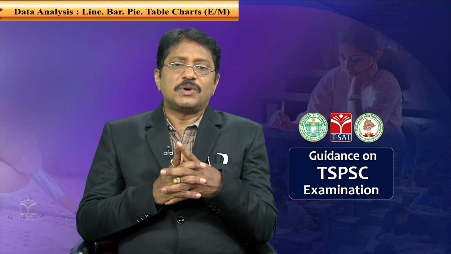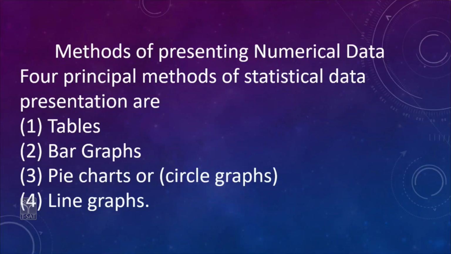So, what are the methods of presenting numerical data? There are four principal methods of statistical data presentation. One is tables, which may be called frequency tables. The second is bar graphs. The third is pie charts, or, as we also call them, circle graphs. The fourth is line graphs.